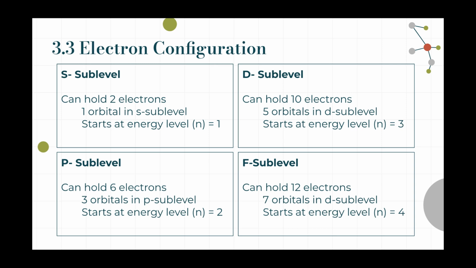Next, we have D, which can hold 10 electrons and has 5 orbitals. And this starts at energy level 3. And then lastly, we have the F sublevel, sorry, this is a typo over here, but this will be fixed soon, which can hold 14 electrons and has 7 orbitals. And it starts at energy level 4.